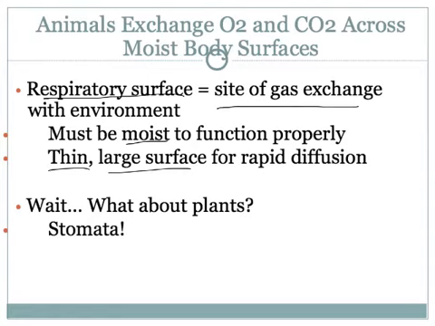So I don't know about you, but you're thinking, well, what about plants? I mean, plants don't have a moist surface where they can exchange gases. Remember, they're a little different. Remember that they have those holes in their leaves called stomata, where they can rapidly exchange gases.